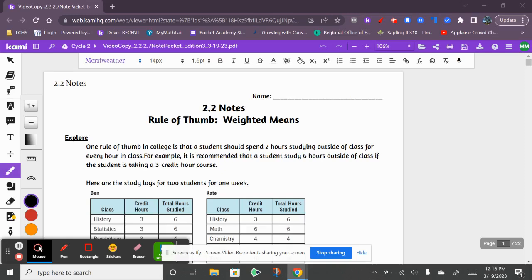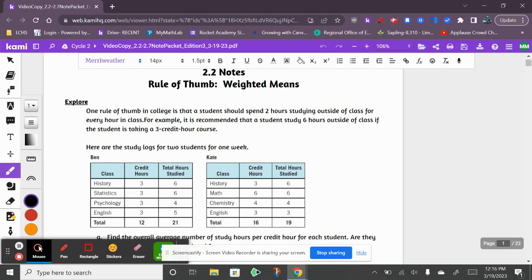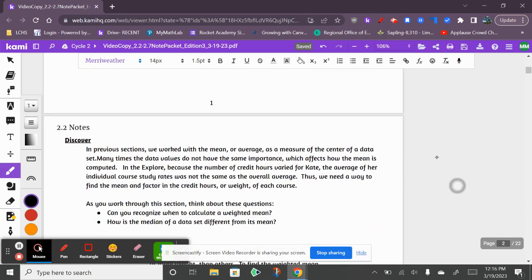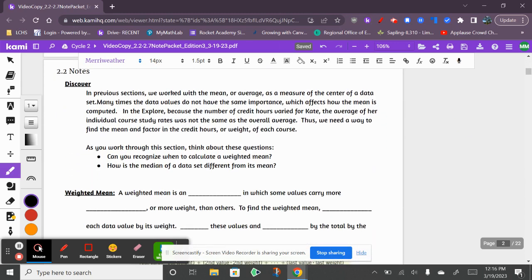Everyone, we're going to be looking at section 2.2 today. We are going to skip the first page of the 2.2 notes, so you can just skip those, and we're going to go straight into where it says discover.